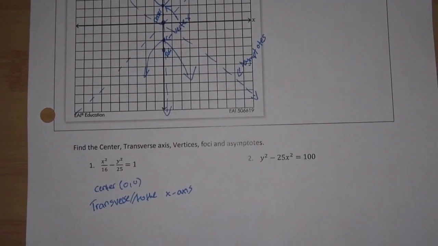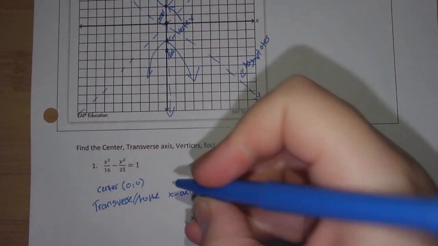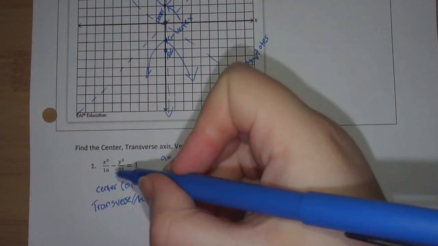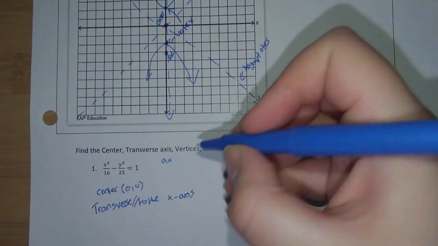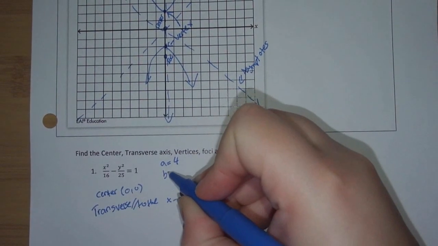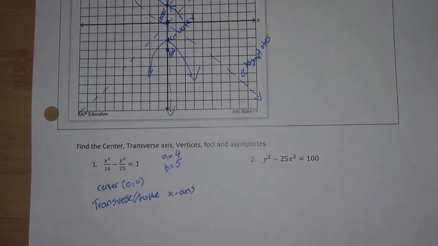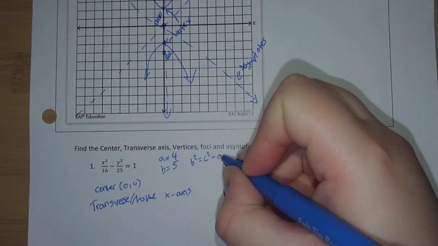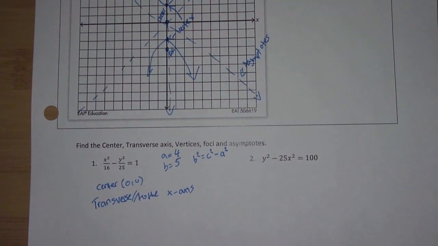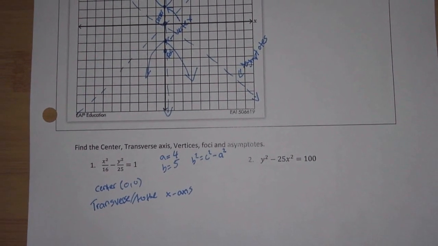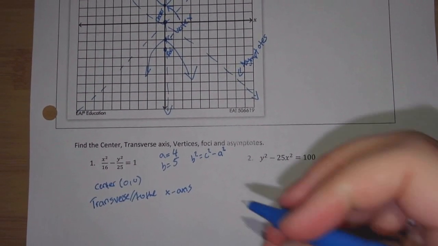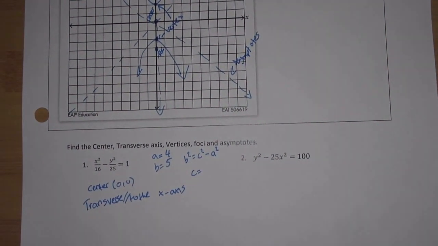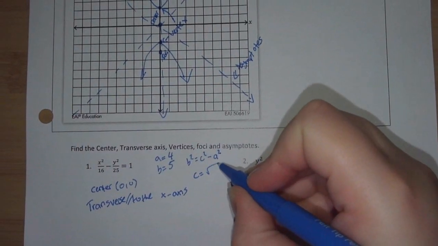Now we do have to figure out what A, B, and C are. So A, since that is always the first number, or the square root of the thing that's under the first number, so that would be 4. B would be 5, and then we have a new formula to figure out what C is. So we have B squared equals C squared minus A squared. If we plug that in, we find out that C is the square root of 881.